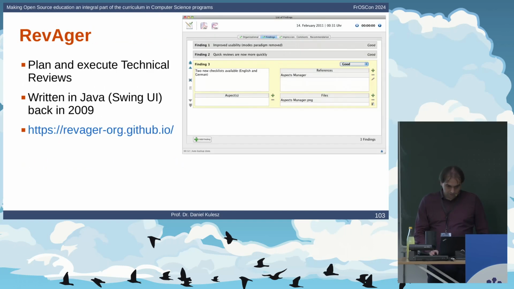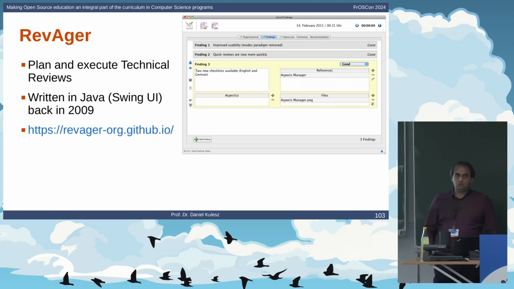Ravager, which is a tool to plan and execute technical reviews, so you have a way to assign aspects. For instance, if you do a review of a software requirement specification, assign aspects to the reviewers, plan the meeting, and so on. Very old, since 2009. And since 2009, so many students used this tool that these students built, because there are not many others that can keep up with it.